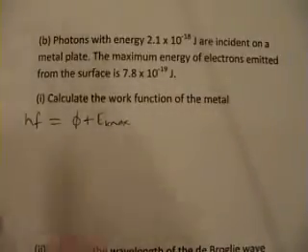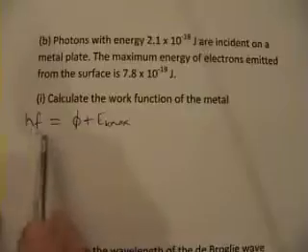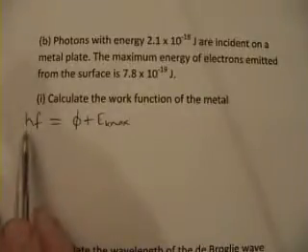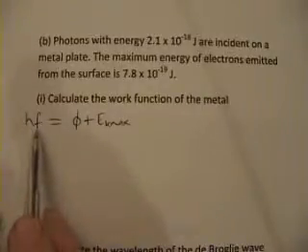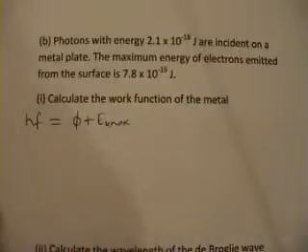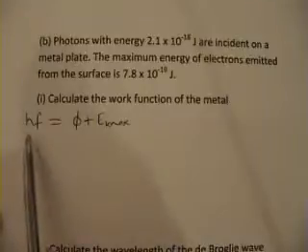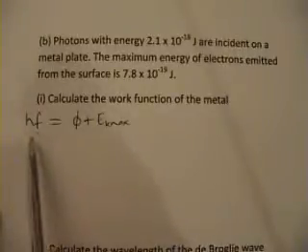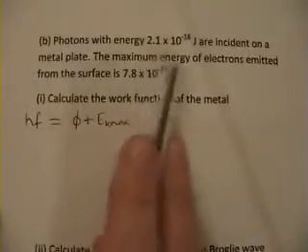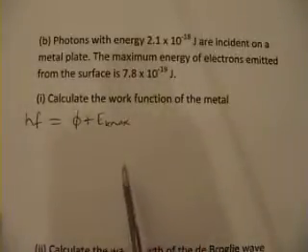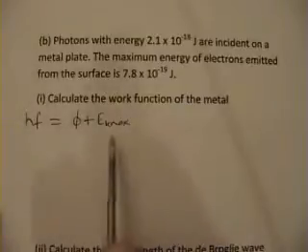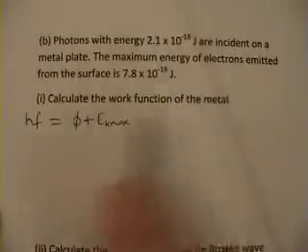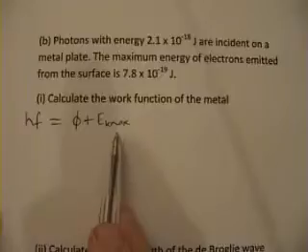In this equation, hf is the energy of a photon, and when you give it in that form you can calculate the energy of the photon if you're told the frequency. But in fact we don't need to calculate the energy of the photon. We're not told f, we're told the energy, so we're already told hf to begin with. So 2.1 times 10 to the minus 18 joules, that's already hf. The maximum energy of electrons emitted from the surface, that's EK max.